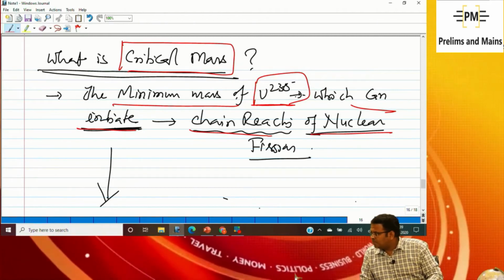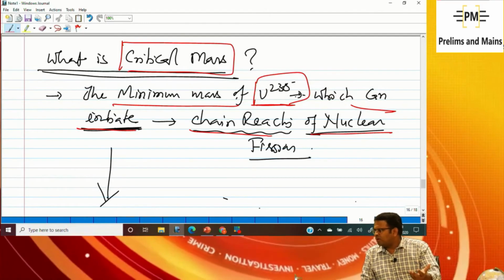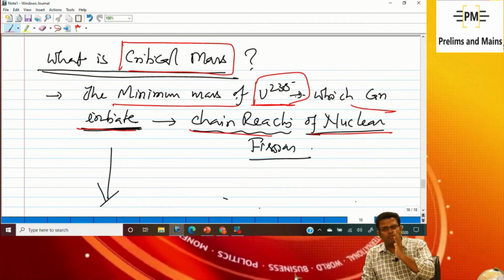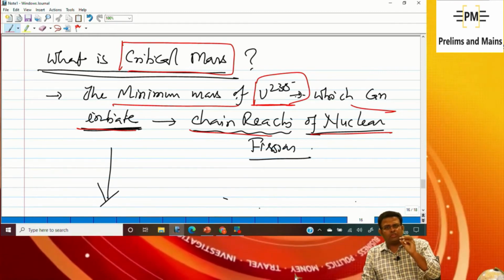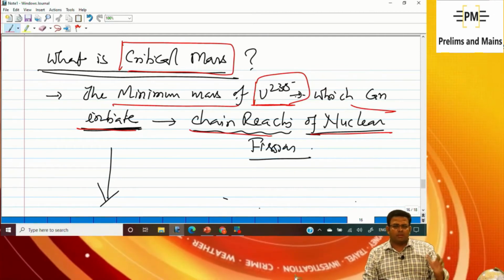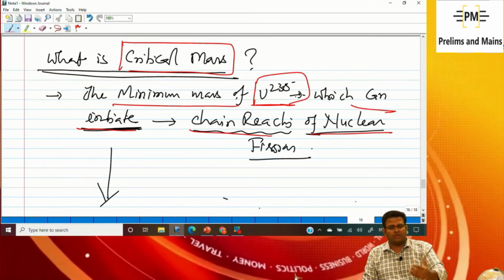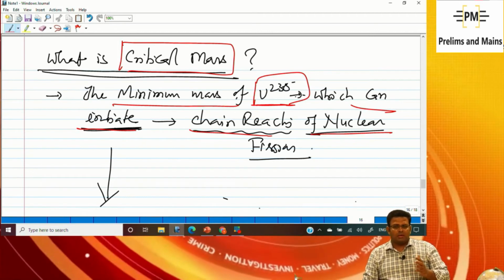Is it clear? Yes, it is also uranium 233. Any feasible material should have some minimum mass, so that it can continue the chain reaction for some number of days, maybe 1 year, maybe 1.5 years, maybe 2 or 2.5 years continuously, because then I will be able to get the benefit.